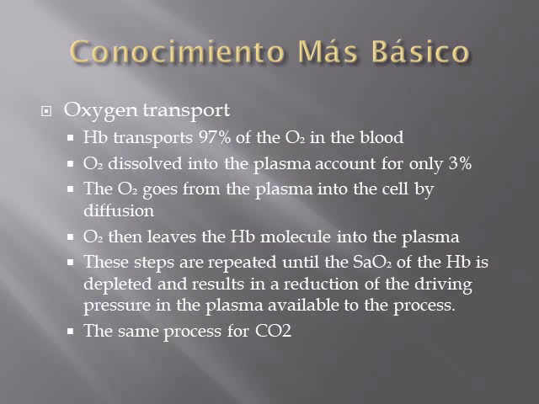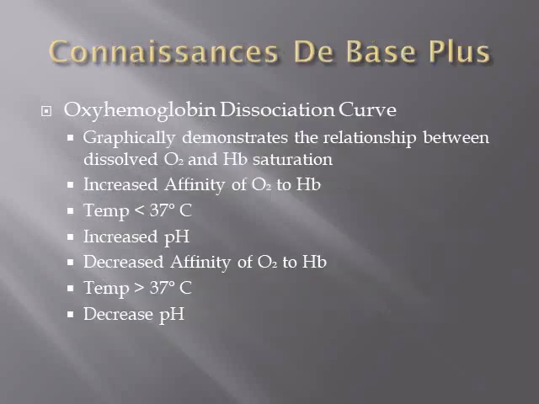So more basic knowledge. That's Spanish, by the way. Hemoglobin transports 97% of the oxygen in the blood. O2 dissolved into the plasma only accounts for about 3%. And it goes in there by diffusion, just like how every other gas moves. And then the hemoglobin dumps that into the plasma. And then we just keep doing that until the SaO2 is depleted, and it results in a depletion of the driving pressure of the plasma available, and then that's how it goes for the carbon dioxide.